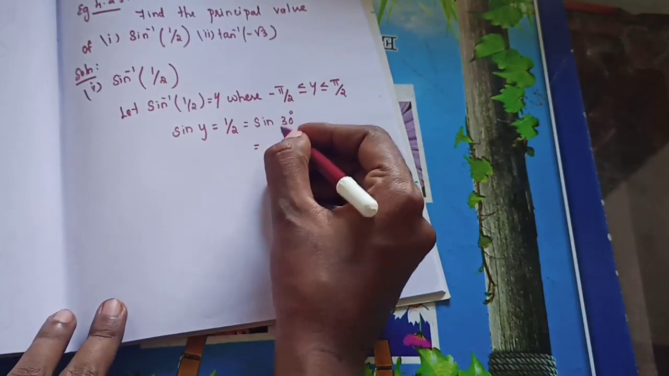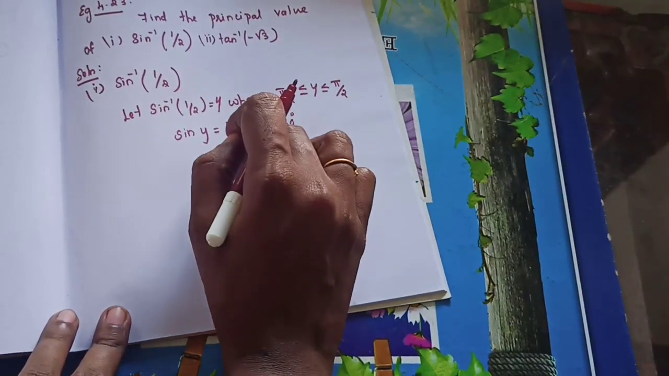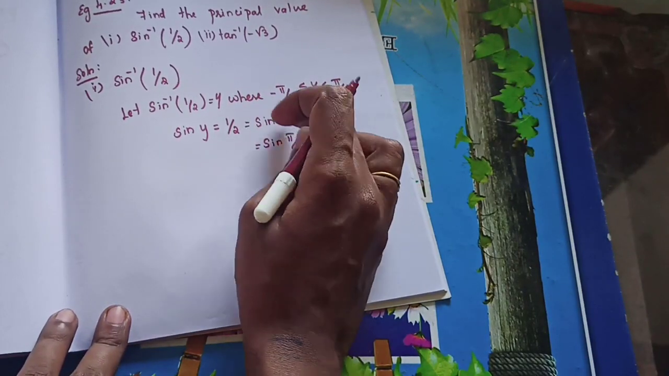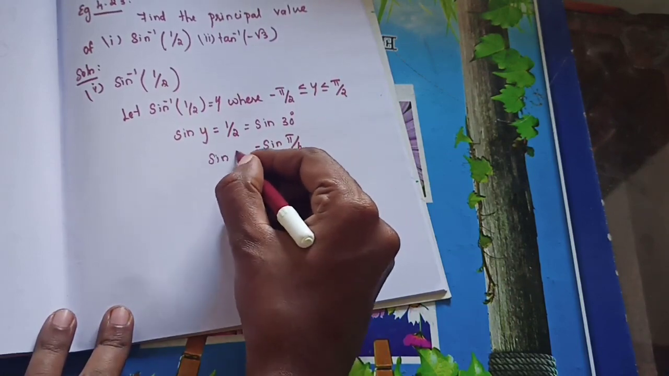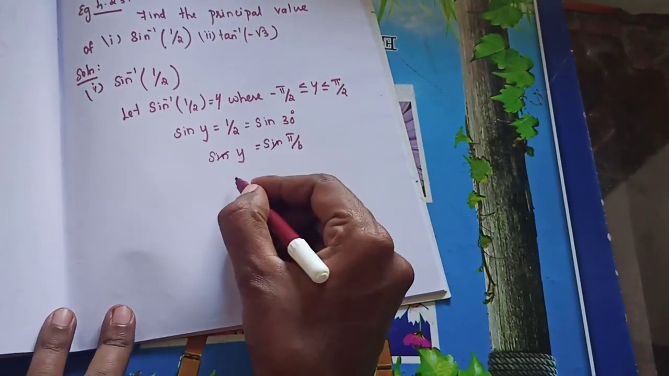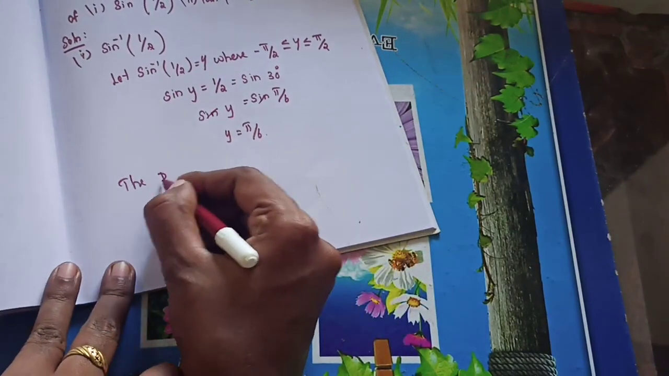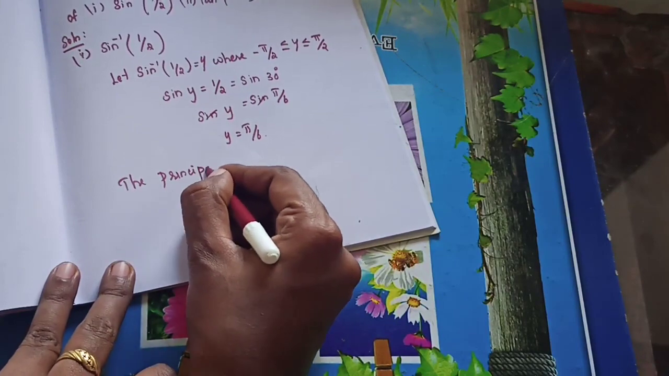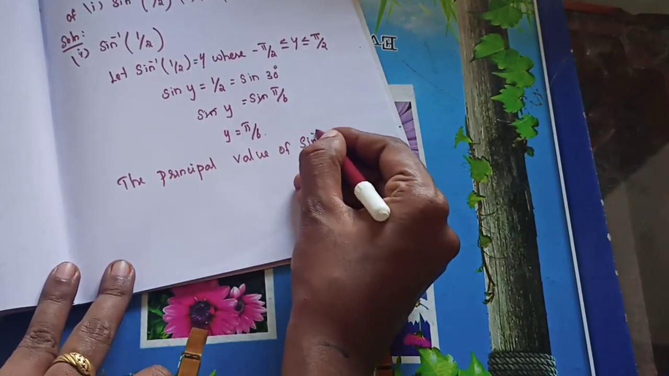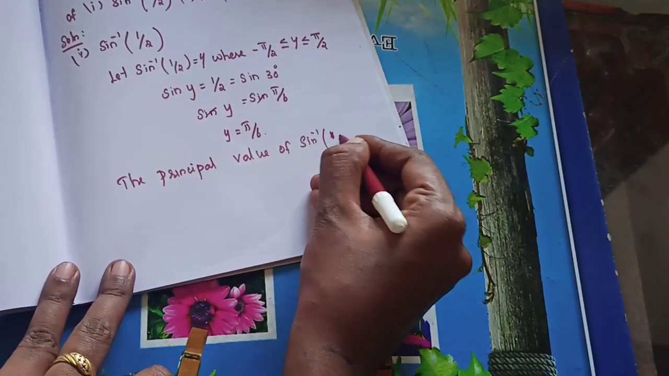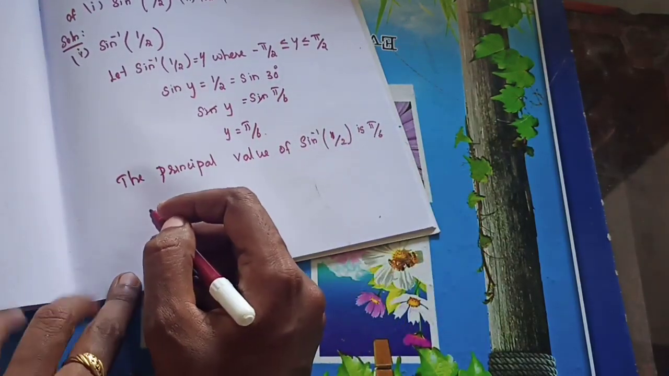When you write it in pi, how will you write? Sine of pi by 6. All these things I already taught you. Pi means 180, so 180 by 6 gives you 30 degree. So sine y equal to sine pi by 6, so the sines will get cancelled. So y equal to pi by 6. The principal value of sine inverse of 1 by 2 is pi by 6.